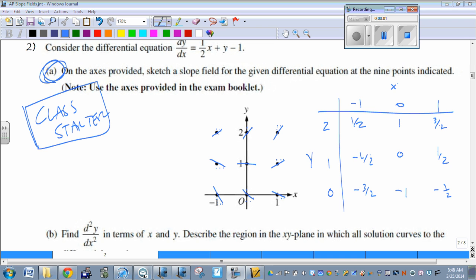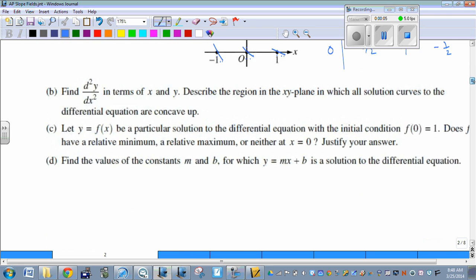All right, so for part B, this one is a little bit different than we've seen in some of the other problems. It's asking us to find the second derivative in terms of x and y, and then to describe the region in the xy plane in which all the solution curves to the differential equation are concave up. So how do we know when something's concave up? Second derivative is positive, right? So our second derivative is positive.